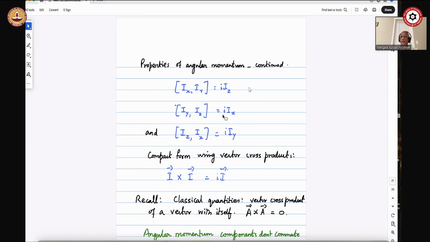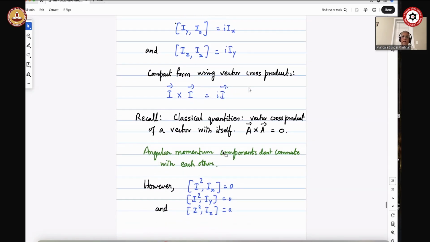Entire NMR, entire quantum mechanics of rotations, angular momentum, chemical reactions involving angular correlations, everything obeys this rule that one finds from quantum mechanics. And also you can verify that I squared commutes with all 3 of them. I squared commutes with Ix, I squared commutes with Iy, I squared commutes with Iz. But Ix and Iy do not commute. Ix and Iz do not commute. Iy and Iz do not commute.